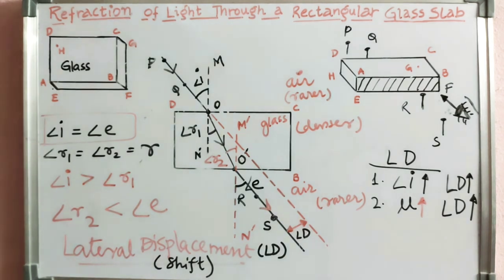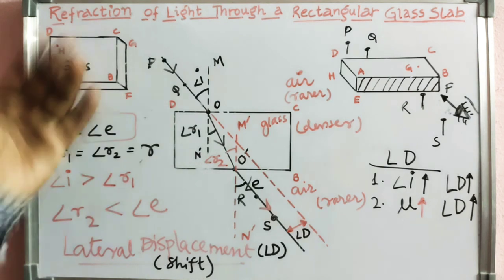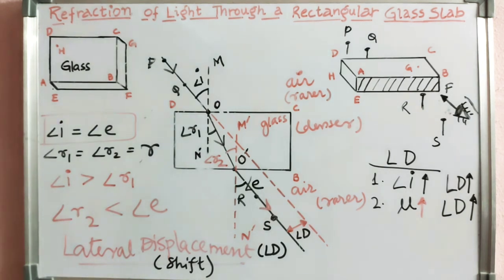So how to check that? First, use a rectangular glass slab. Now remove it and use another medium in the same cuboidal shape. If its refractive index is more than glass, then its lateral displacement will also be more. So lateral displacement depends upon the refractive index.